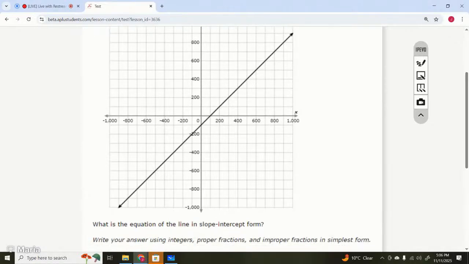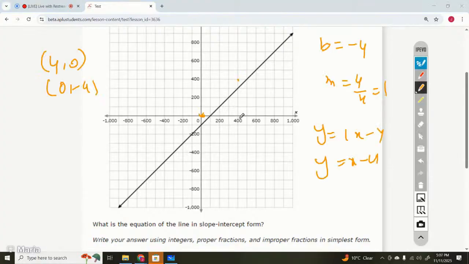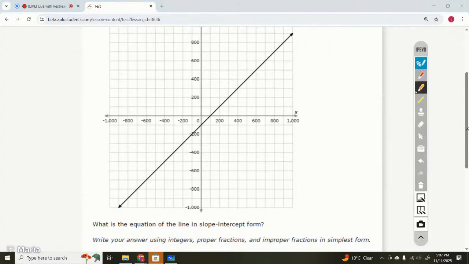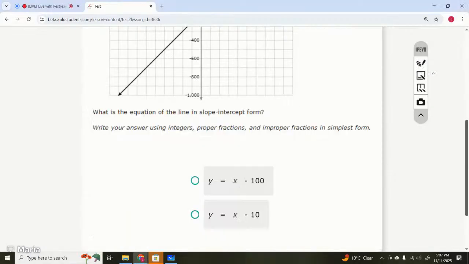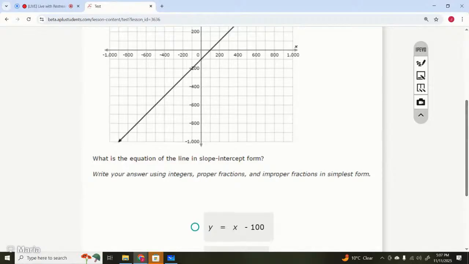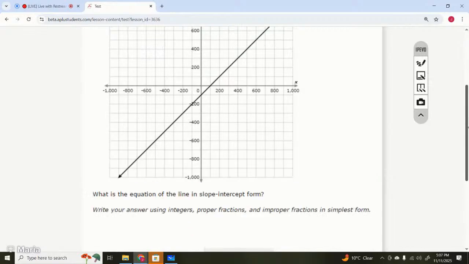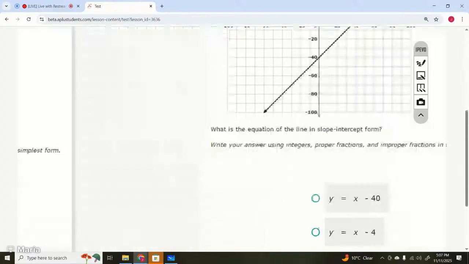Look at this graph. What is the equation of the line in slope intercept form? So just select any 2 points on the graph and calculate the slope. The equation is y equals x minus 100. Option number 1 is the correct option.